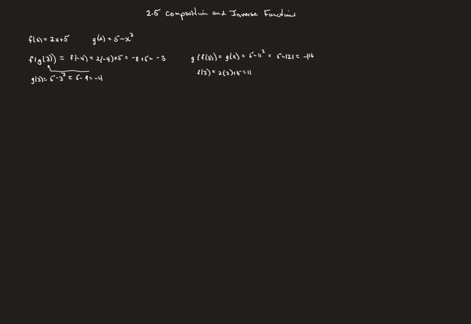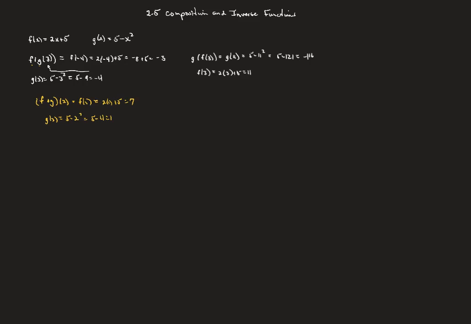Now we can also see this written with different notation. So f composed with g of 2 means the same thing as f of g of 2. And so we're going to first here again find g of 2. So that's going to be 5 minus 2 squared, which is going to be 1. And that will in turn go into f of 1, which is going to be then 7.